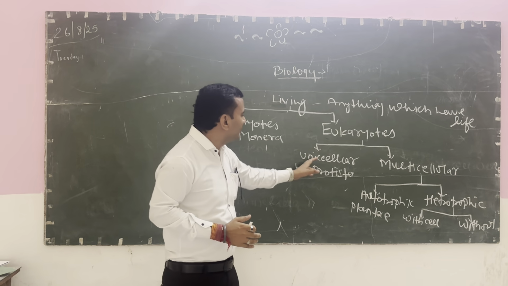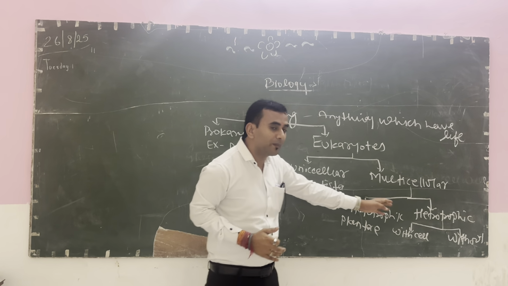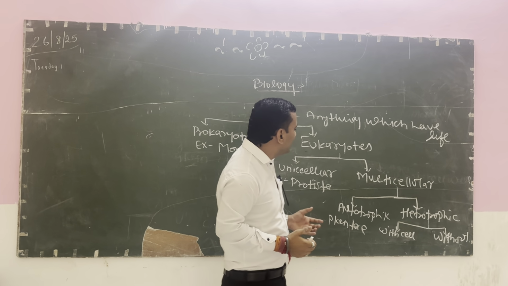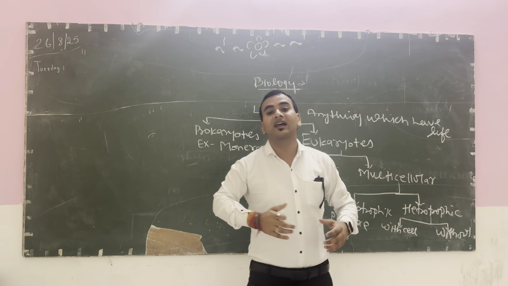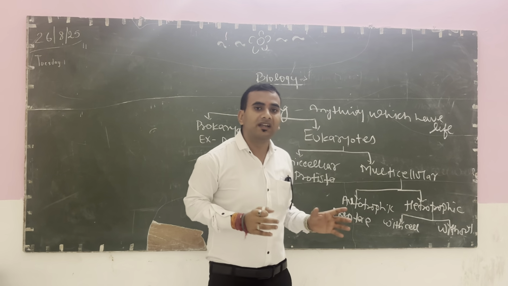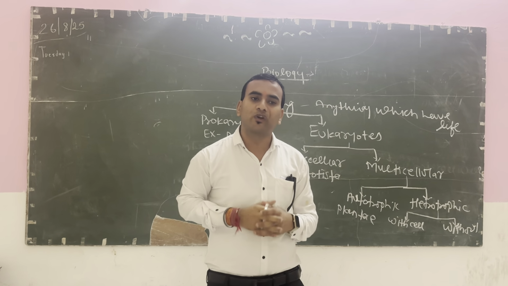You can also say unicellular is Protista, autotrophic is Plantae, heterotrophic is fungi, and the second one is multicellular, the example being kingdom Animalia. This is the classification of the kingdoms. We can classify living organisms on this basis. Okay, thank you.